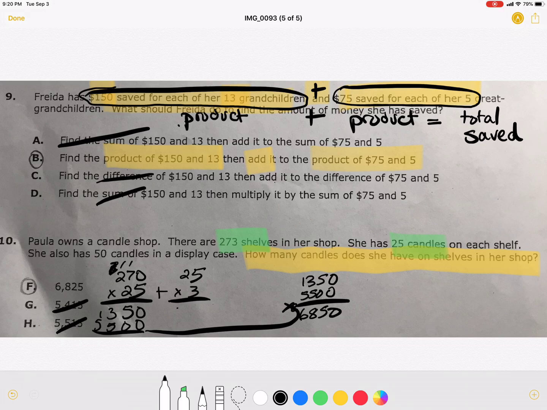So 25 times 3 is easy, because it's 3/4 basically. So it's 75. So we take that 6850, add 75 to it. 5. 5 plus 7 is 12. 8 plus 1 is 9. And then 6925.